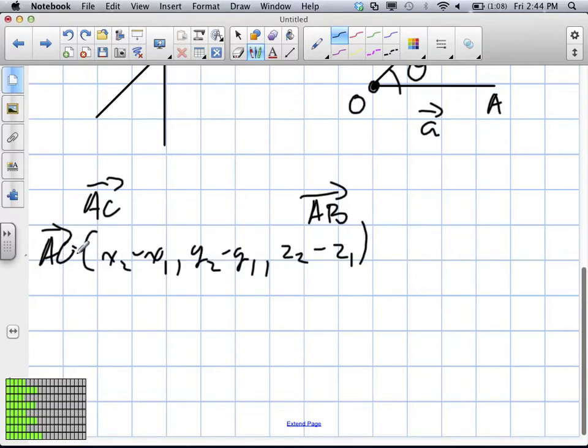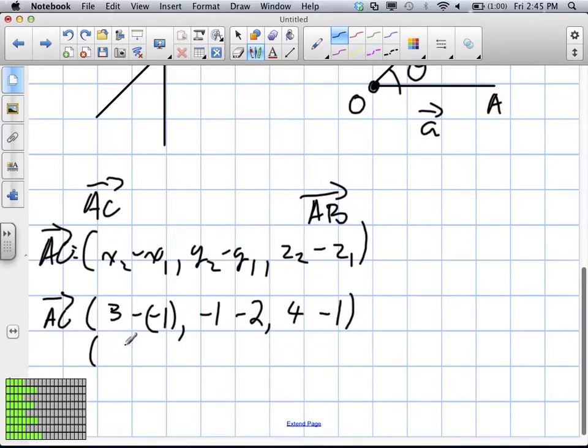So that's our formula to find out what vector AC is, or the component parts of this vector. For C, our x value was on the other page. Here we go. Our x value for C was 3, and our x value for A was -1. So 3 subtract -1. And then we have -1 subtract 2, and 4 subtract 1. Okay. From there we get 4, -3, and 3.